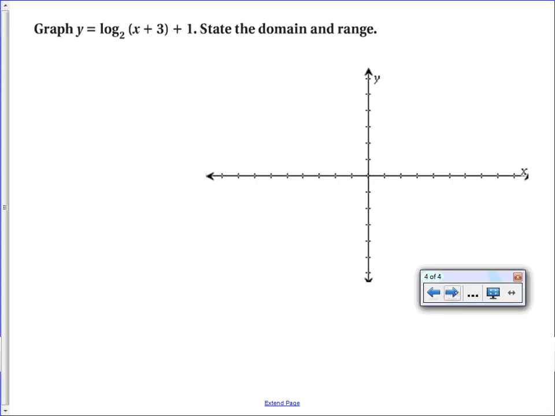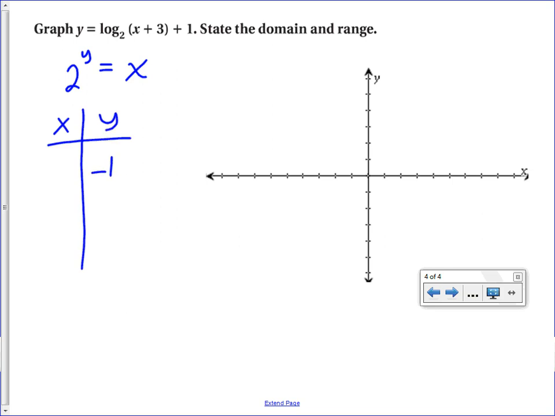Let's practice one. We have a log base 2 of x here. I'm not going to include the 3 or the 1 when I create my table. So I'm going to start out writing it exponentially. Base 2, exponent is y, equals x. We create our table using these 3 y values, plug them in to get the x values. 2 to the -1 is 1/2. 2 to the 0 is 1. 2 to the 1 is 2.